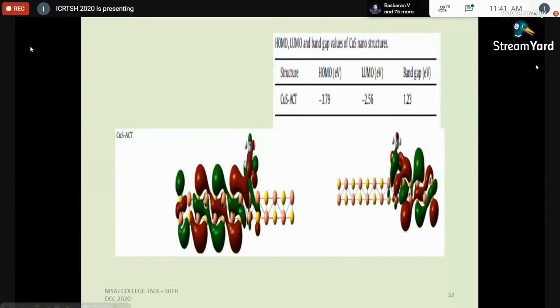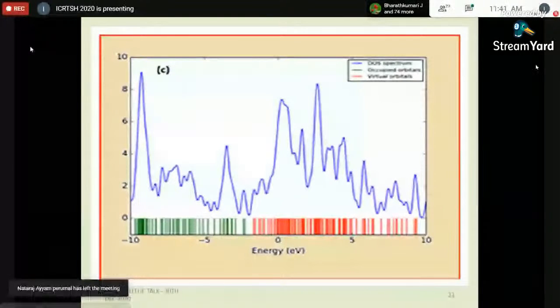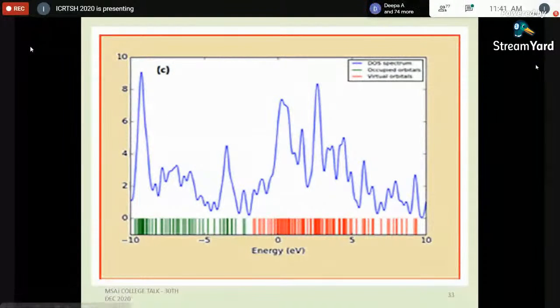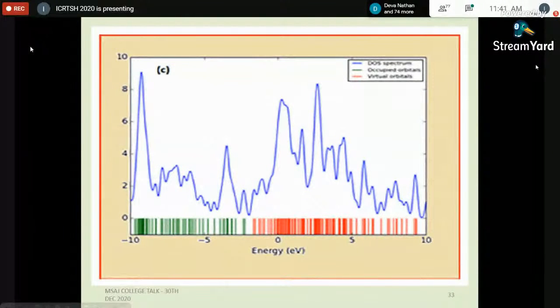Yeah, this is the density of states. The PBE model and other models are used here, with multi-layer representation. So we are confining the density of states. Here, the energy value is presented, with occupied orbitals as green and virtual orbitals as red, and the density of states spectrum represented by the blue line. So this is the representation for the particular CuS ACT monowire system. Next slide, please.